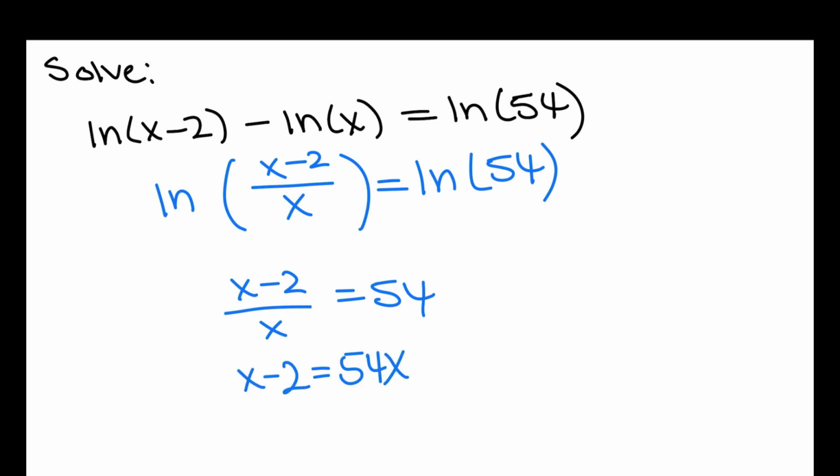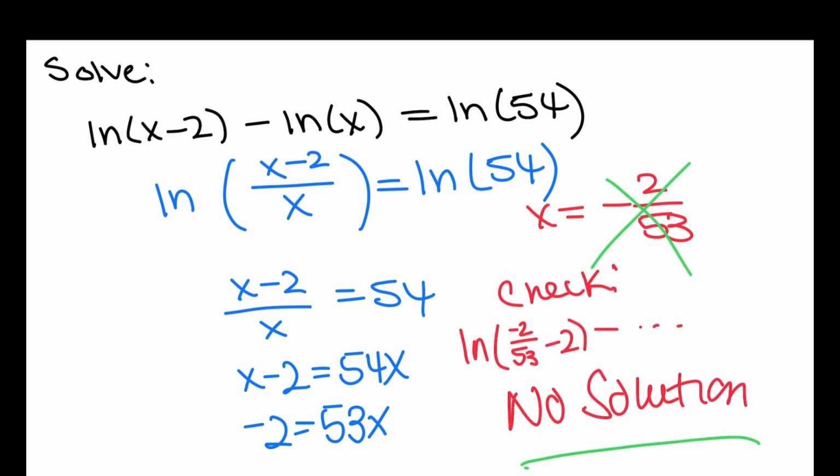To solve this equation, I'm going to multiply both sides by x. That gives me x minus 2 equals 54x. Subtract x from both sides, so negative 2 equals 53x. Divide both sides by 53. x equals negative 2 divided by 53.